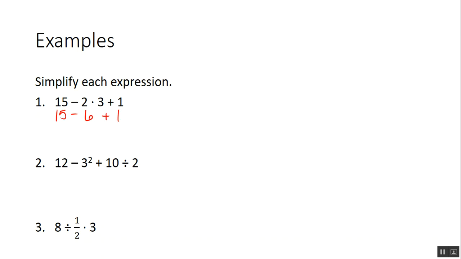Now we have subtraction and addition. These are done left to right. So 15 minus 6 is 9. 9 plus 1 is 10.